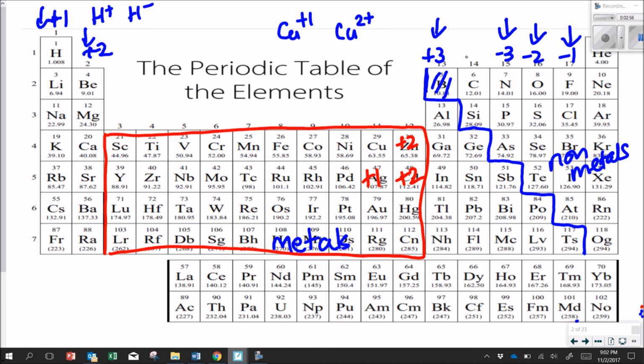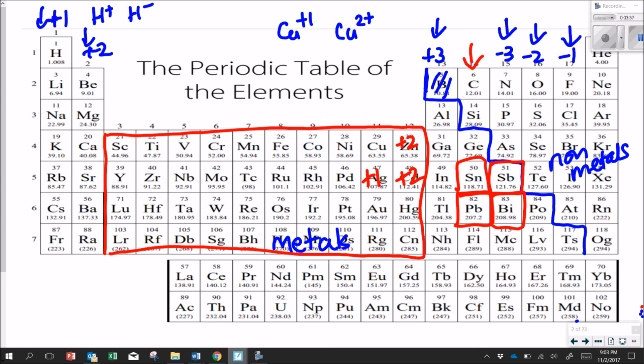Then if we go to group 14, the 2 multivalent elements you need to know about here are tin and lead. Those 2 are also multivalent. Finally, in group 15, we have antimony and bismuth. So these are all the elements you need to know that could be multivalent on the periodic table.